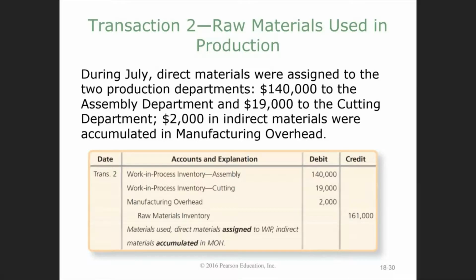So during July, direct materials were assigned to the two production departments, $140,000 to the assembly department and $19,000 to the cutting department. $2,000 in indirect materials were accumulated in manufacturing overhead. So we are showing the journal entries that we used to record these transactions, so you can read through those.